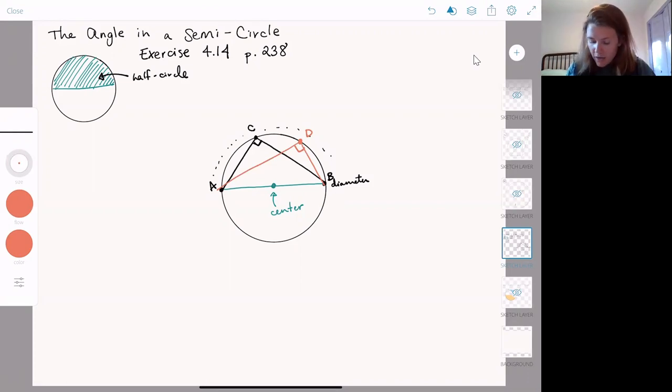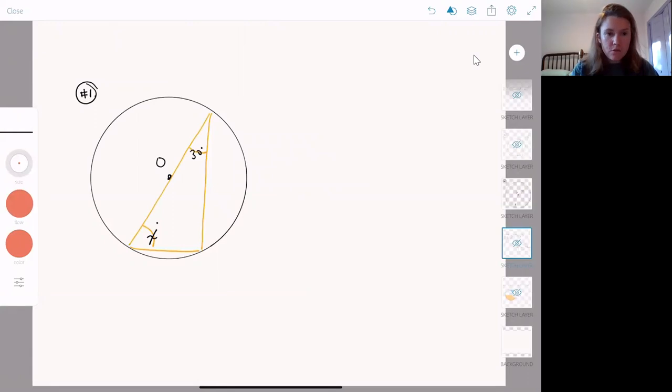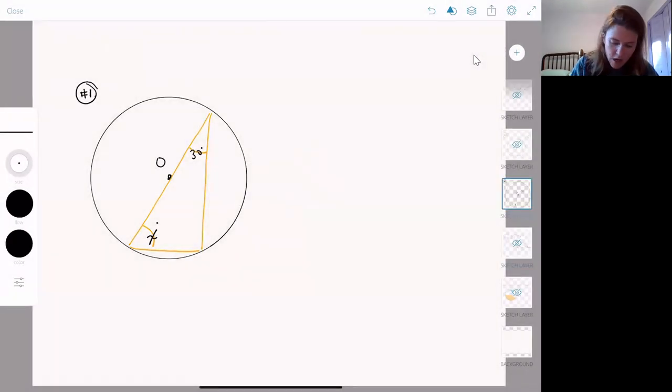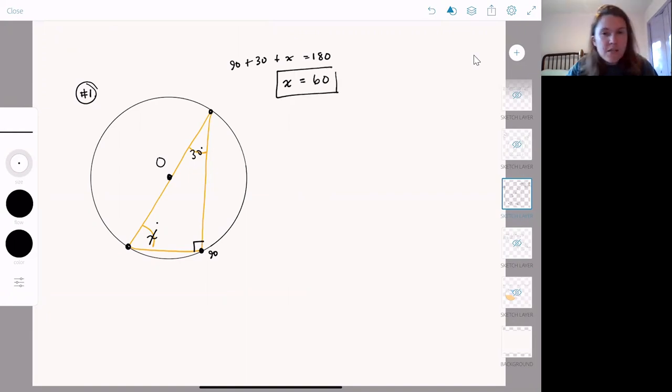So let's take a look at the implications, right? So let's do number 1 together here. So here I have a line that passes through the center O, and then my third point here is going to be somewhere along the arc. So that tells me this is a right angle. So I know that's 90. 90 plus 30 plus x equals 180. So of course we know that x equals 60 here. That was kind of an easy example just to illustrate exactly what it is that we're doing.